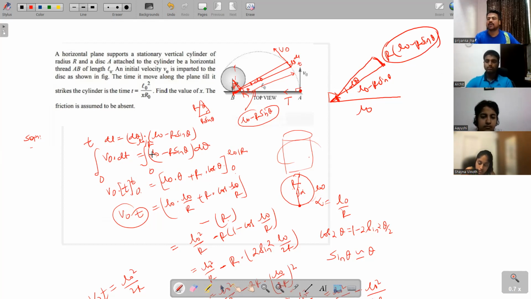Because the length will keep on decreasing, I found it for a single element and then integrated. So for all the elements, this element plus this plus this plus this, the addition is called integration. Is it okay now?